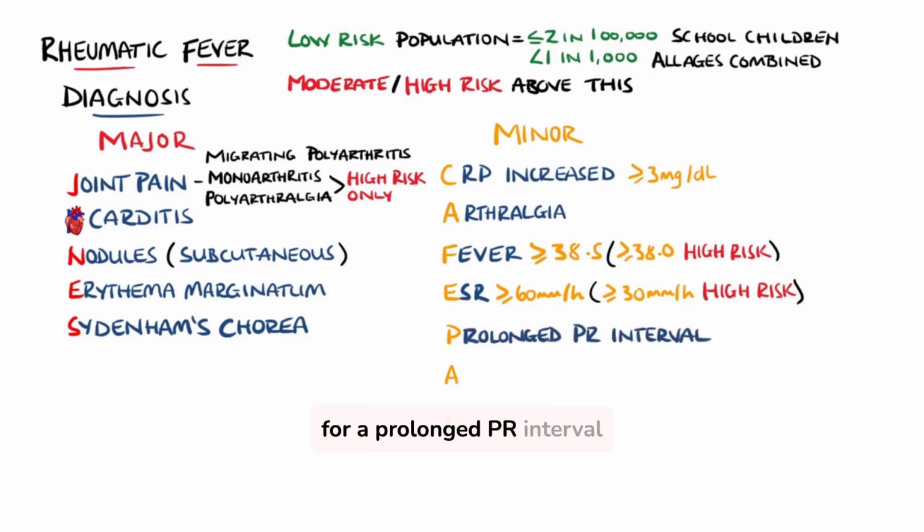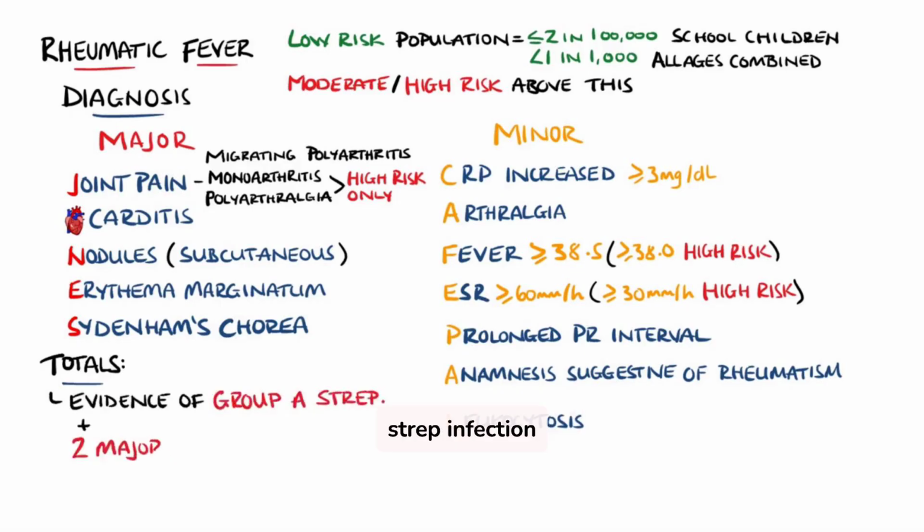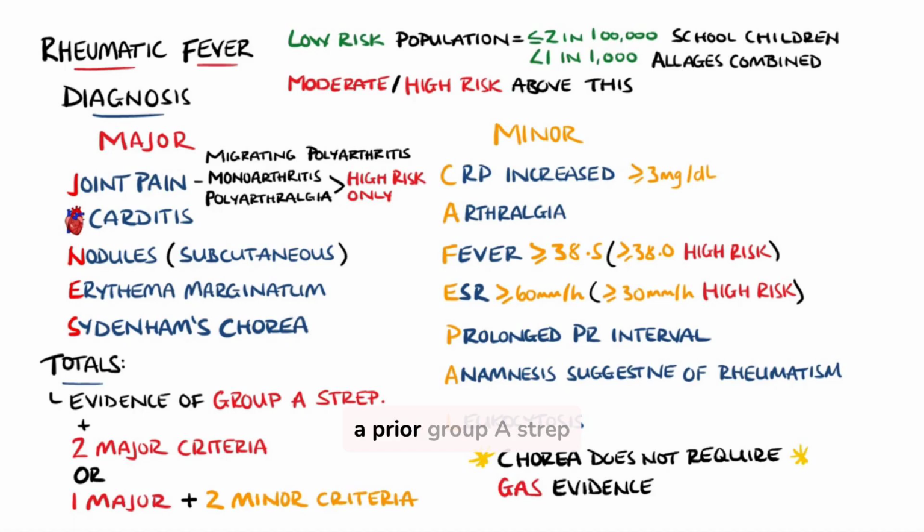P is for a prolonged PR interval, and A is for an anamnesis, meaning a history suggestive of rheumatism. L is for leukocytosis, but bear in mind that leukocytosis is not used in the Jones criteria itself, but is used by the World Health Organization. Overall, evidence of Group A strep infection with 2 major criteria or 1 major and 2 minor criteria are required. Note, however, that chorea does not need evidence of a prior Group A strep infection, and that if joint involvement meets the major criteria, arthralgia in the minor criteria cannot be counted.